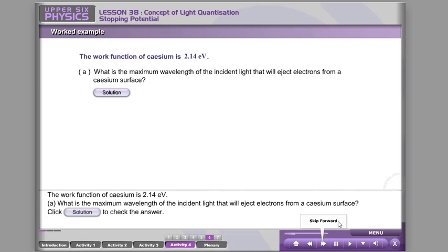The work function of cesium is 2.14 electron volts. A. What is the maximum wavelength of the incident light that will eject electrons from a cesium surface? Click the solution button to check the answer.